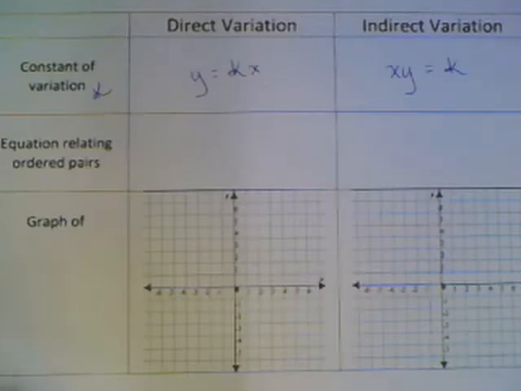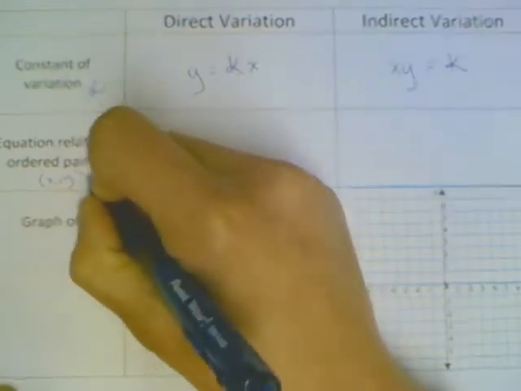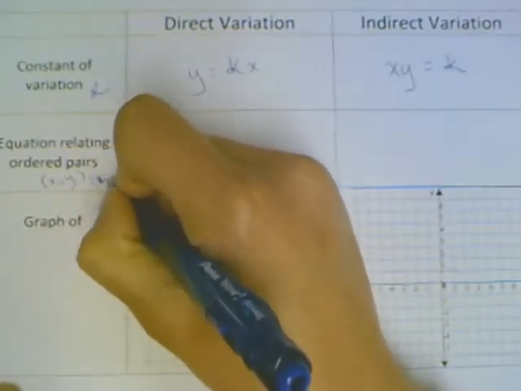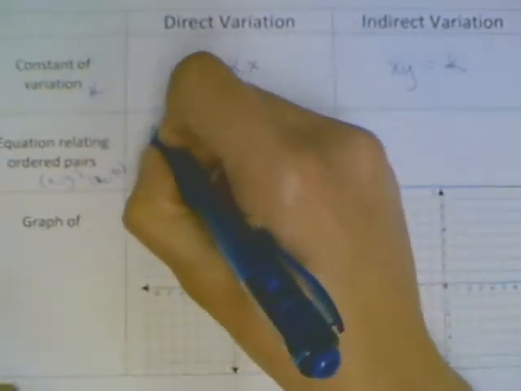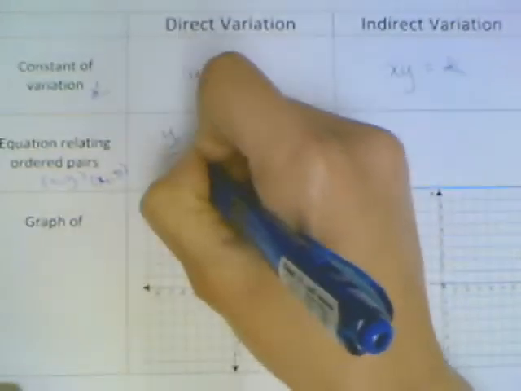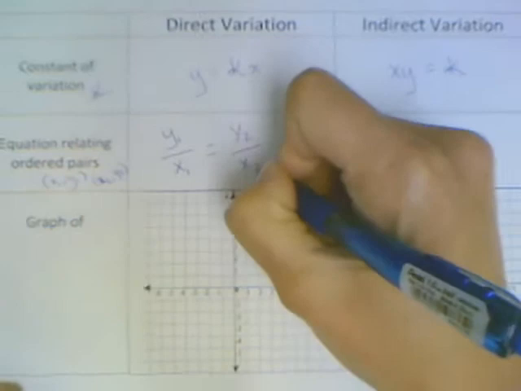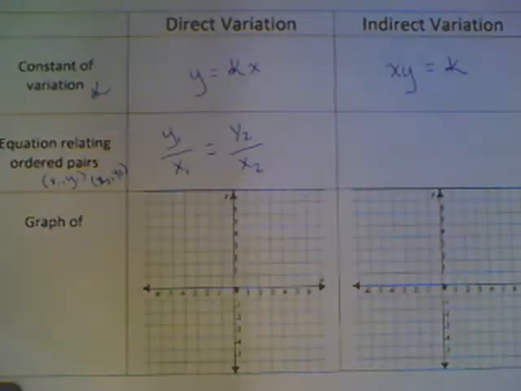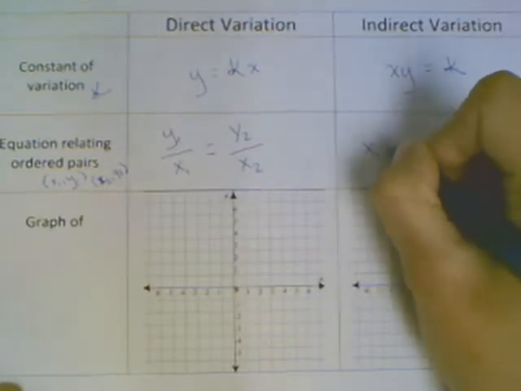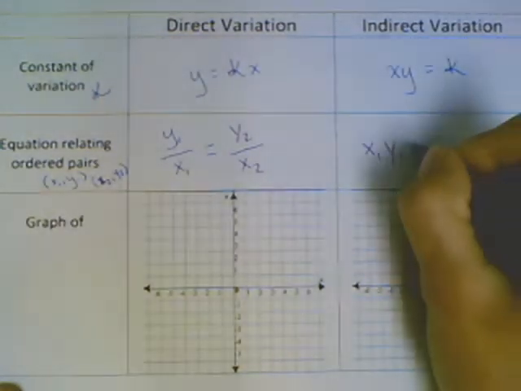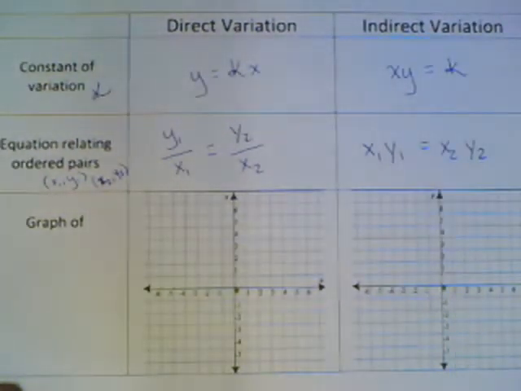An equation that relates ordered pairs, and we're talking about x1, y1, x2, y2, these would be ordered pairs. The equation for direct variation is y1 over x1 equals y2 over x2. For indirect variation, if we have two sets of points, this equation again is different. It's x1 times y1 equals x2 times y2.